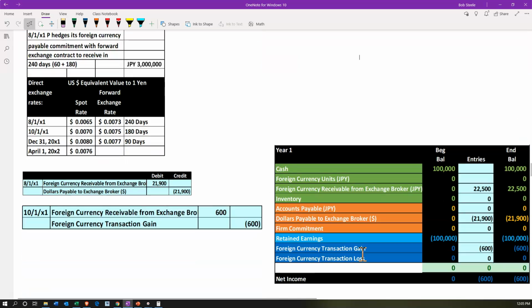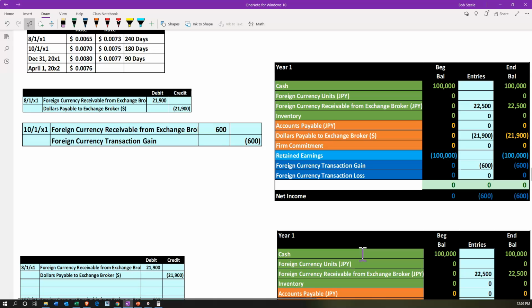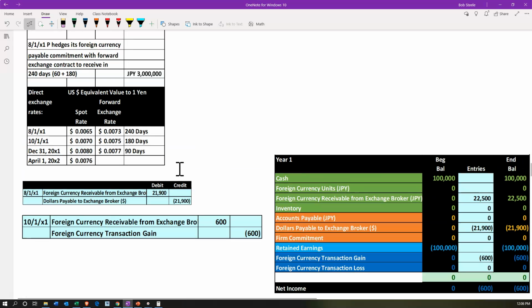Next transaction we're going to say is on 10/1. You'll note that everything prior to this current transaction we're on, and including the current transaction, will be included in the entries column. So the entries column is going to be all the activity that we have done thus far for the current year that we will be working on. On 10/1, what happens is we actually get the inventory.